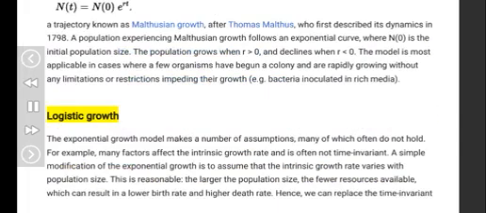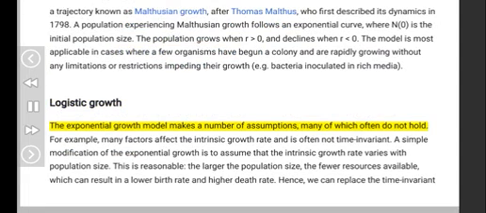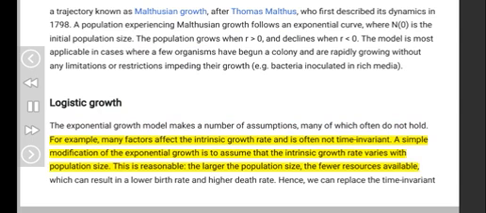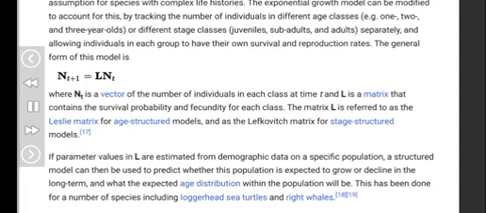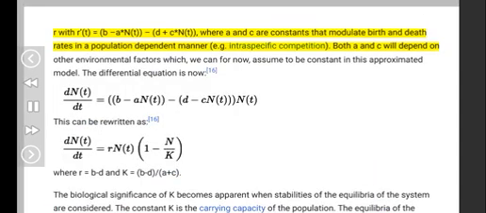Logistic growth. The exponential growth model makes a number of assumptions, many of which often do not hold. For example, many factors affect the intrinsic growth rate, and it is often not time invariant. A simple modification of the exponential growth is to assume that the intrinsic growth rate varies with population size. This is reasonable. The larger the population size, the fewer resources available, which can result in a lower birth rate and higher death rate. Hence, we can replace the time-invariant r with r(t) = b - a*n(t) - d + c*n(t), where a and c are constants that modulate birth and death rates in a population-dependent manner, e.g. intraspecific competition. Both a and c will depend on other environmental factors which, we can for now, assume to be constant in this approximated model.